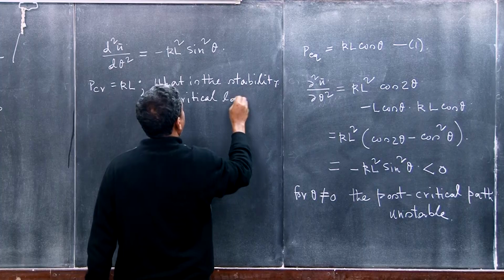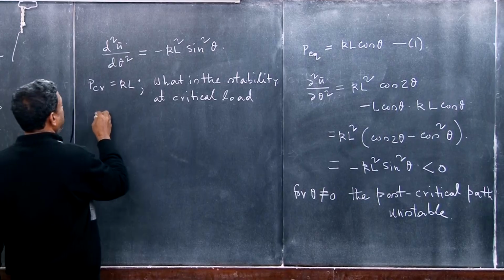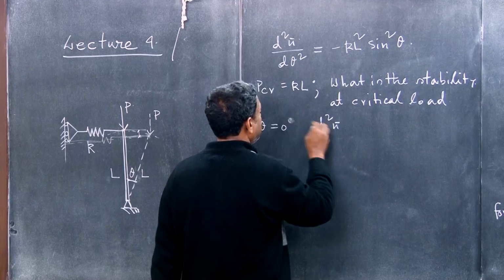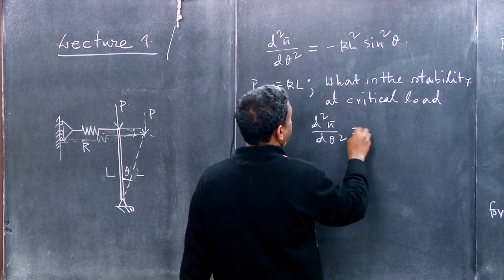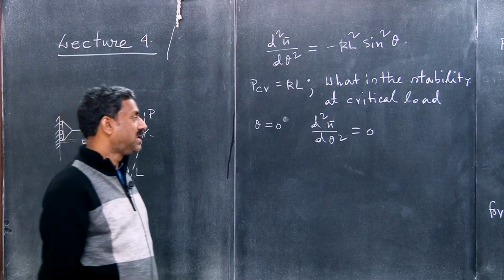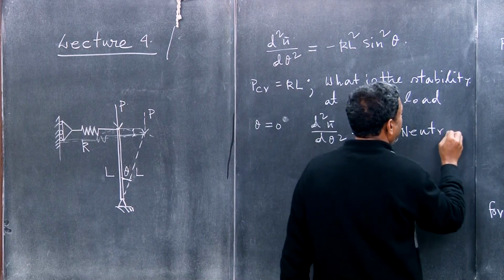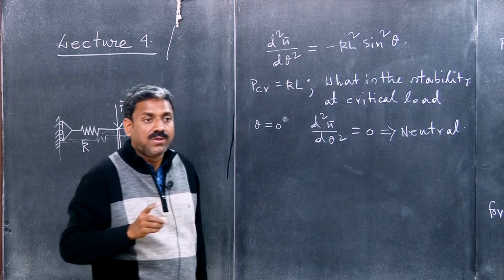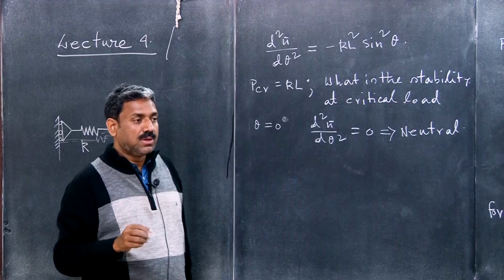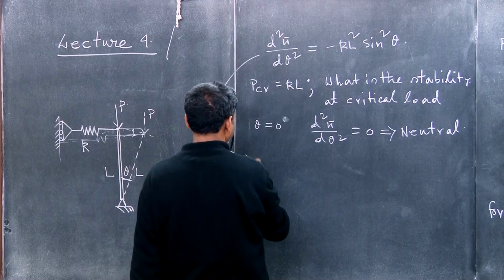Without investigating the higher order derivative, if we take theta equal to 0, then del 2 pi del theta 2 is 0. That means it is indecisive. So, you may comment that it is in neutral equilibrium, but that is not always correct. For that you have to investigate the higher derivatives. That is kind of confusing and will lead to a wrong conclusion. So, what will happen? You just differentiate it further.